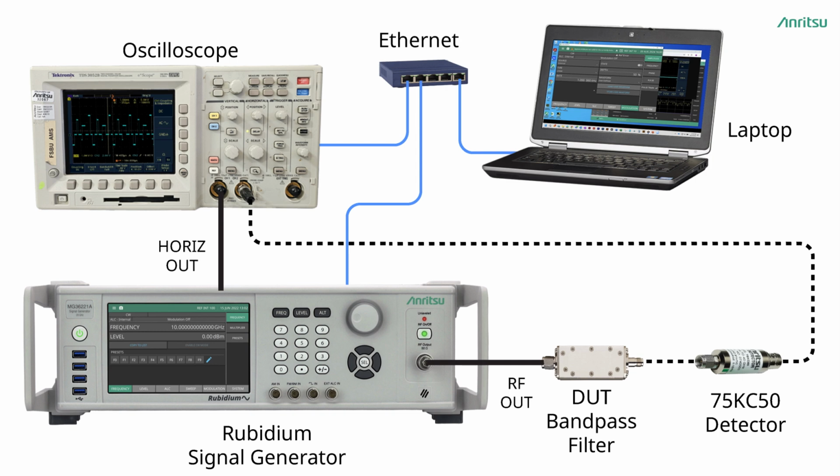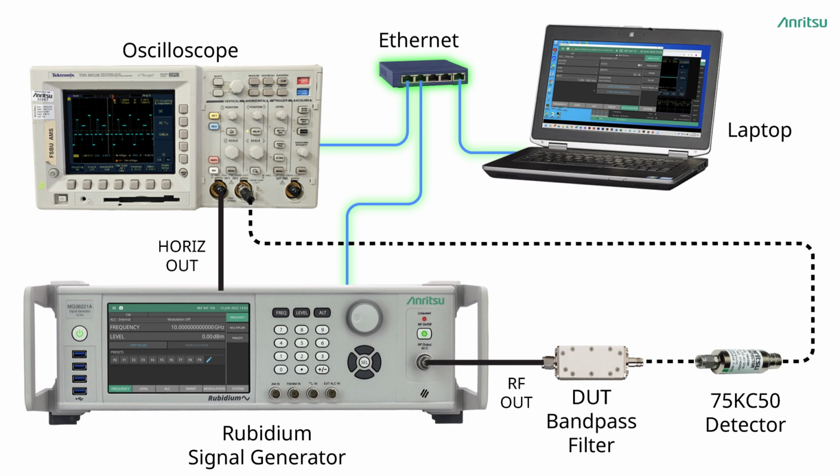Here is the setup to make amplitude response measurement. RF output of Rubidium signal generator is connected to device under test, or DUT, which is a bandpass filter centered at 1.85 GHz. The output of DUT is connected to input of 75KC50 RF detector. The output of the detector is connected to channel 2 of oscilloscope. Rubidium's horizontal output, available on the back panel, is connected to channel 1 of the oscilloscope.